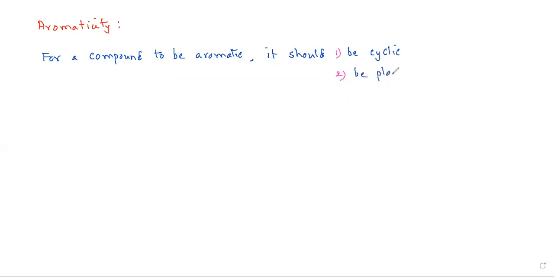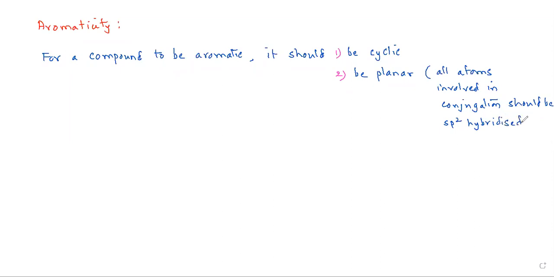It should be planar. See, when I say planar, all atoms involved in conjugation should be sp2 hybridized, right? sp2, trigonal planar, cyclic planar.